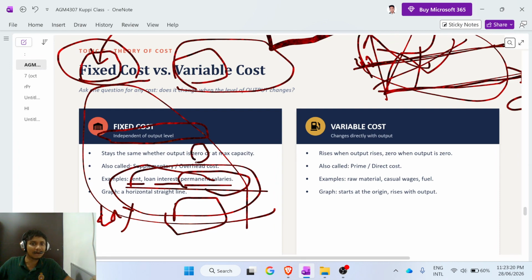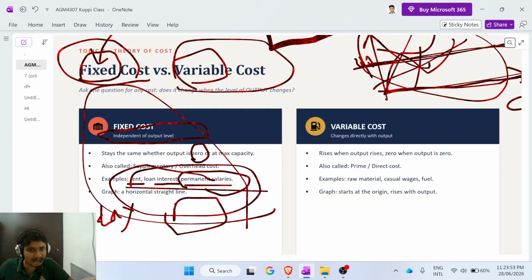If I don't prepare any food and earn 0 rupees, I have to pay rent. If I earn 10 lakhs or 10 crores, I have to pay the same rent. If I earn 0 rupees, I have to pay 50,000 rent. If I earn 10 crores, I have to pay 50,000 rupees. Fixed cost is like that. Other expenses are also like that.